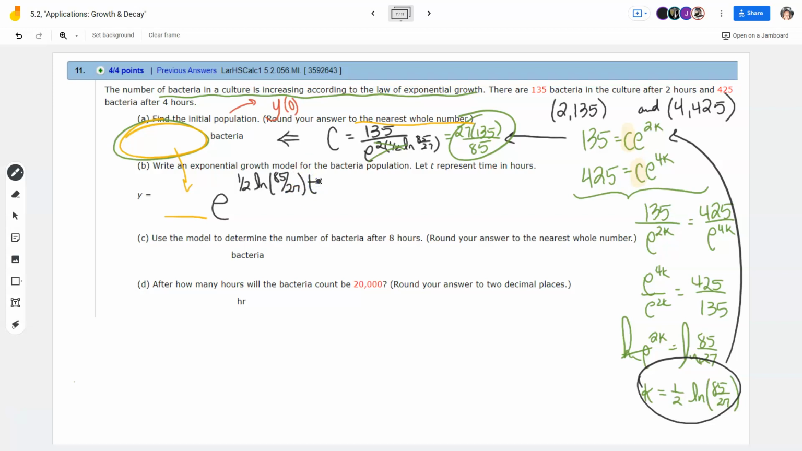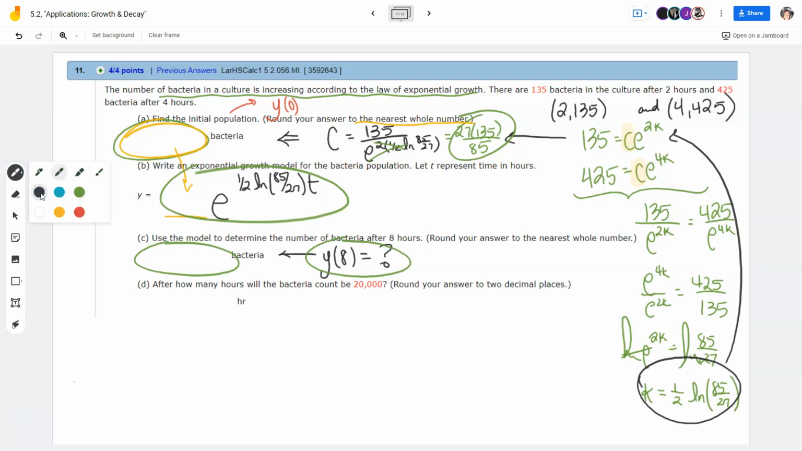Then it says, after 8 hours, no stress, I just want y of 8. Plug it in. You guys notice it's a lot of mathematical modeling, kind of pre-calc stuff. After how many hours will the bacteria count be? We're not plugging in t anymore, guys, right? What's 20,000?